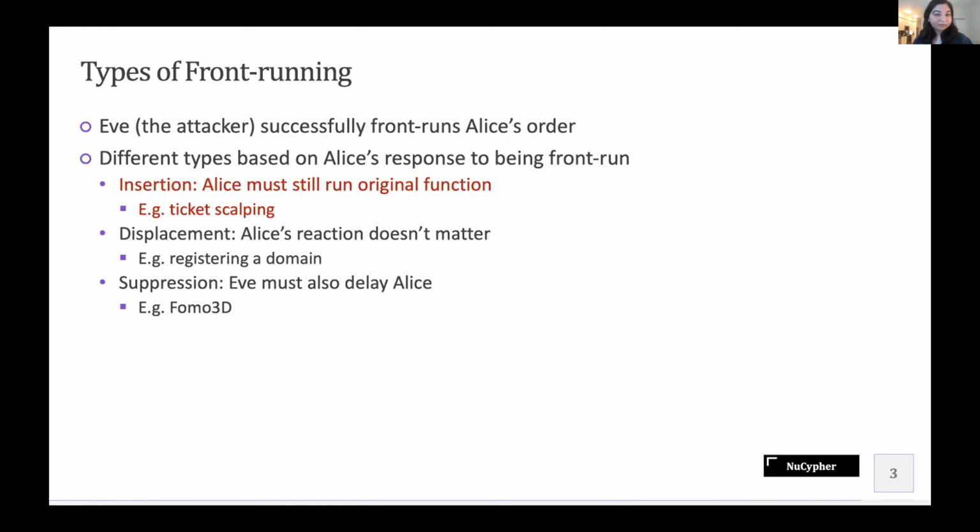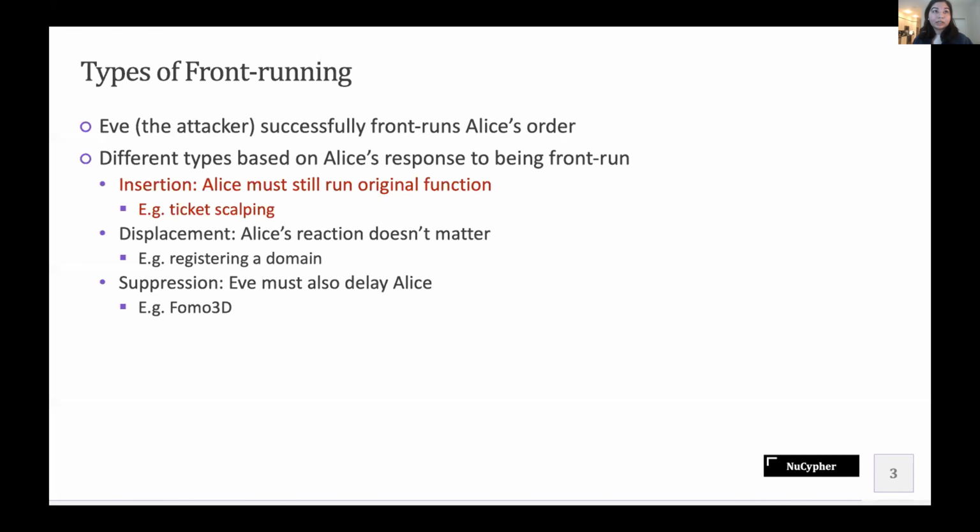What are the different types of front running? Well, to start, we're going to imagine there's Alice, some innocent user submitting some order, and there's Eve, the attacker. For the purpose of this talk, we're going to be primarily interested in a type of attack called insertion. So in an insertion attack, Alice needs to still run the original function for this attack to be successful.